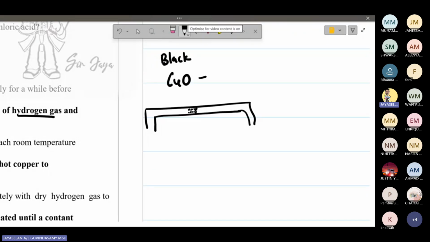So it reacted with hydrogen gas. Sebab tu kita letak dry hydrogen. Dry means is not mixed with any air. Okay, dry. What product you will get? You will get copper plus water. Faham? Okay, what is the color of copper? Tolong ingat, copper is a brown color.